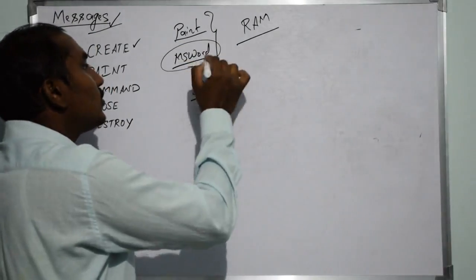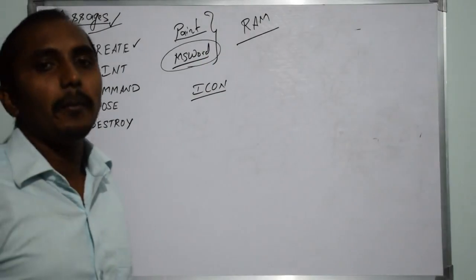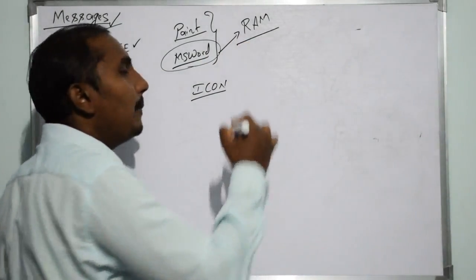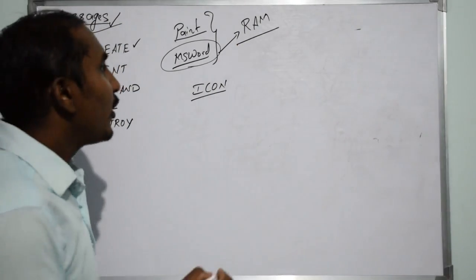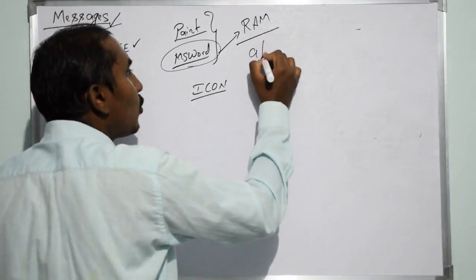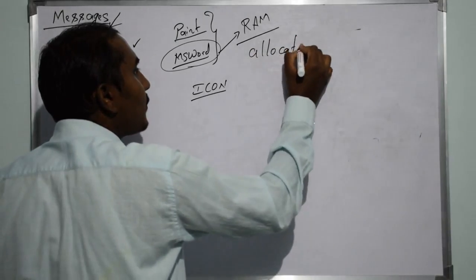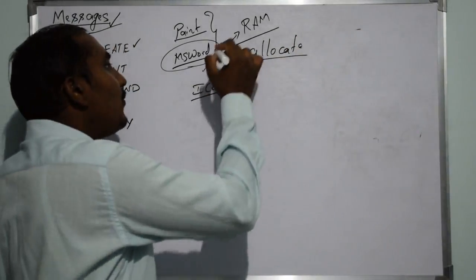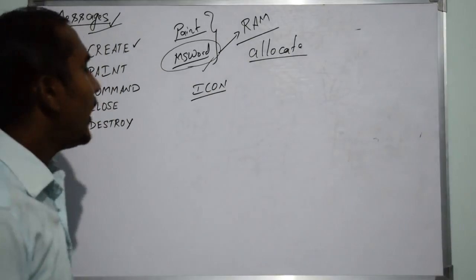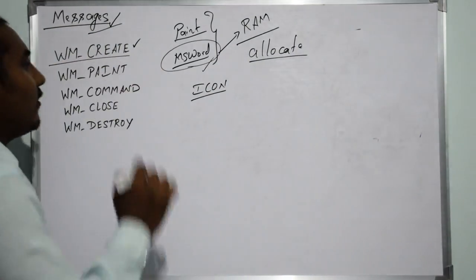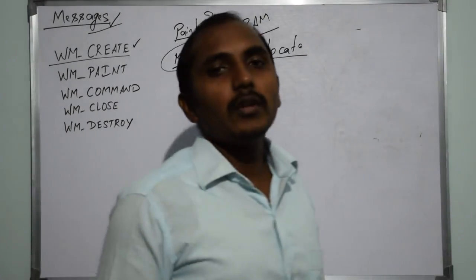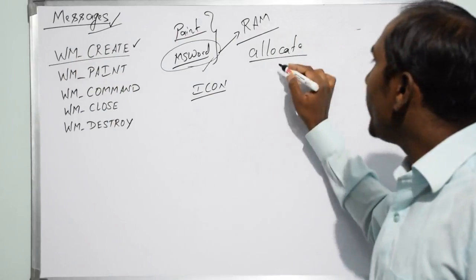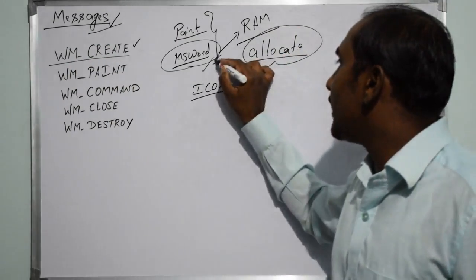What is the meaning of loaded into RAM? That is nothing but we are going to allocate memory for the MS Word program. That is done when a WM create function is called. So when the WM create function is called, memory is allocated for the application. For the application, memory is allocated when we call a message which is WM create. Next, we will see the next function.